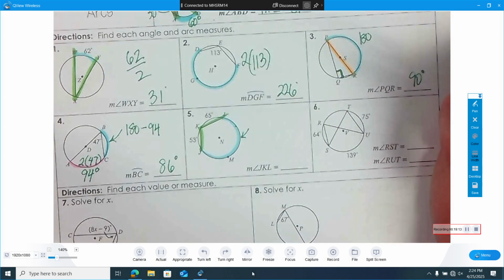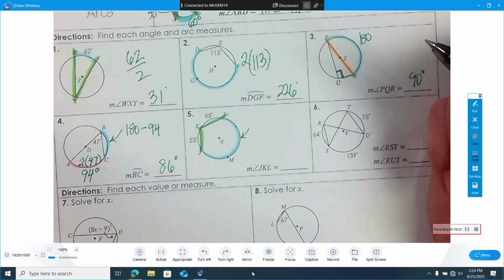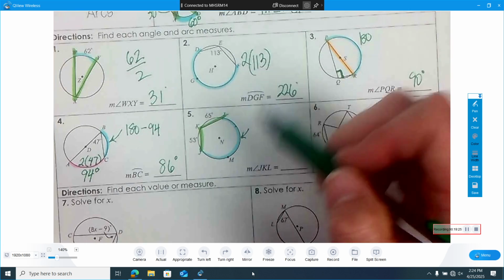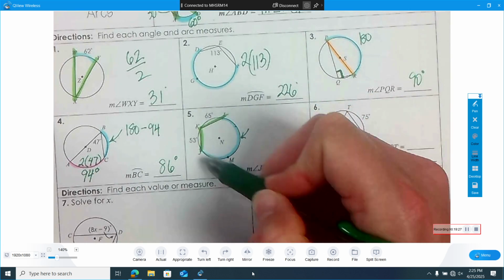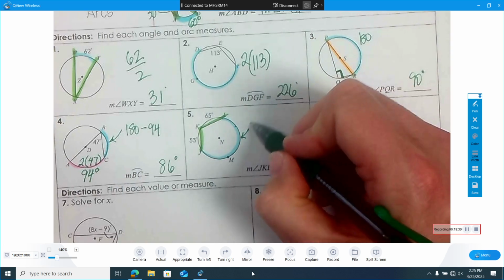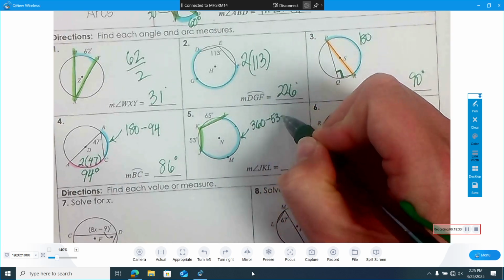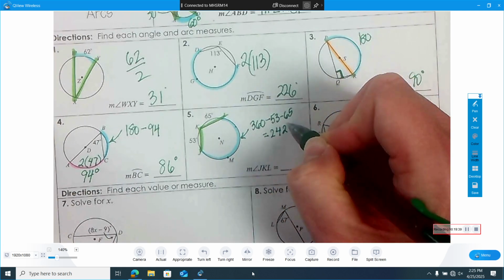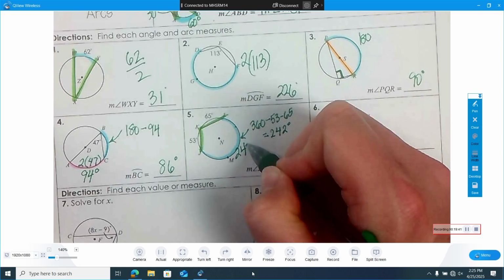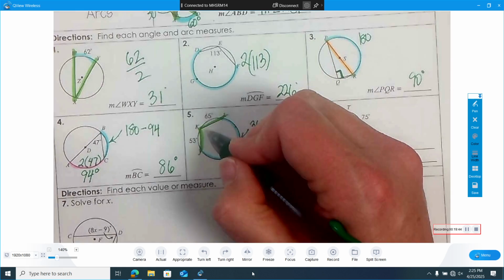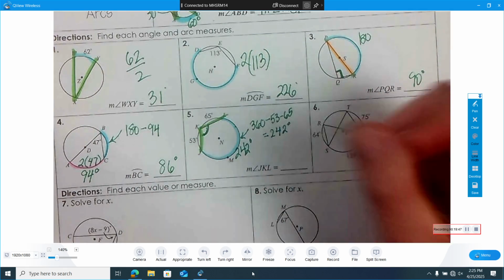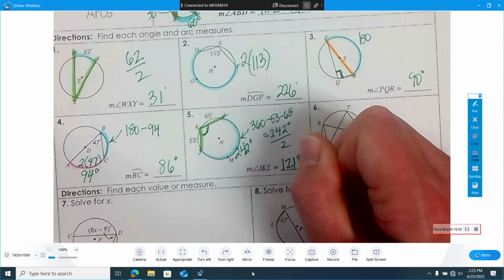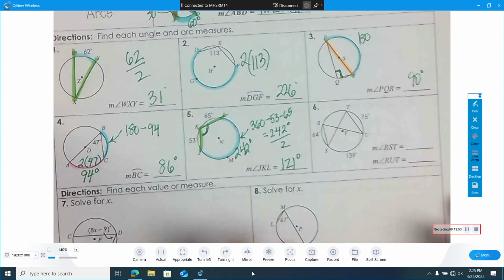Add 53 and 65 and do what with that? Subtract it from 180. You're close. 360. Why 360? Just the whole circle? The whole circle is 360 degrees, so 360 minus 53 minus 65 is 242 degrees. So this arc is 242 degrees. So how do we figure out this angle measure then? Divide it by 2. So that gives me 121. All right. Okay.